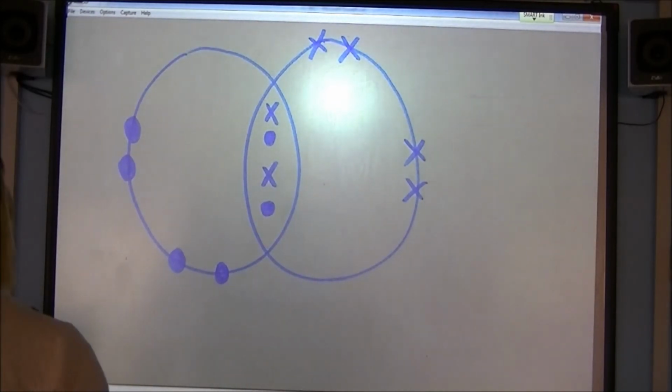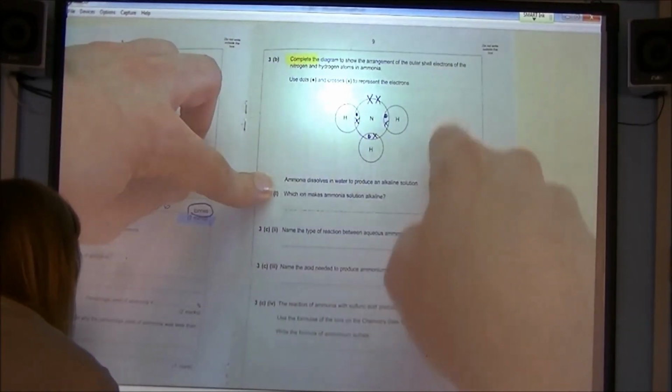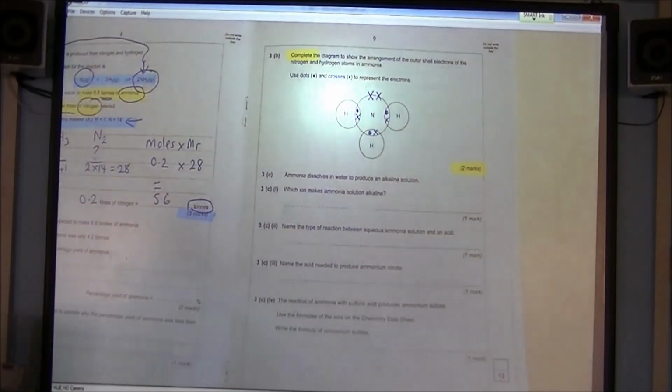Every other example that you're going to be given is going to have just one dot and one cross in that overlapping circle. Good luck. That's how to make sure you maximise success on covalent bonding diagrams. Don't forget, look for the words complete, look for the marks where there's not a written space, and make sure you actually tackle it. Happy revising.